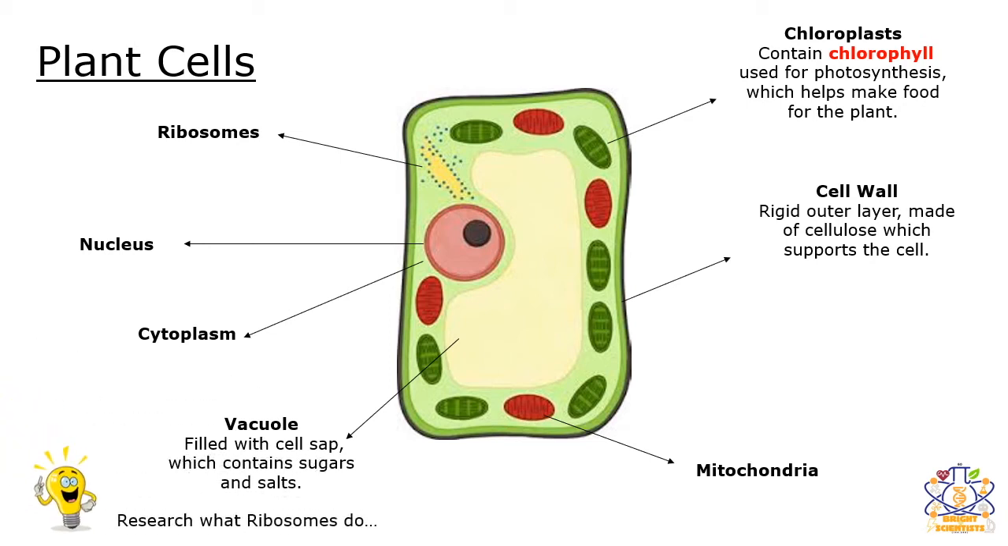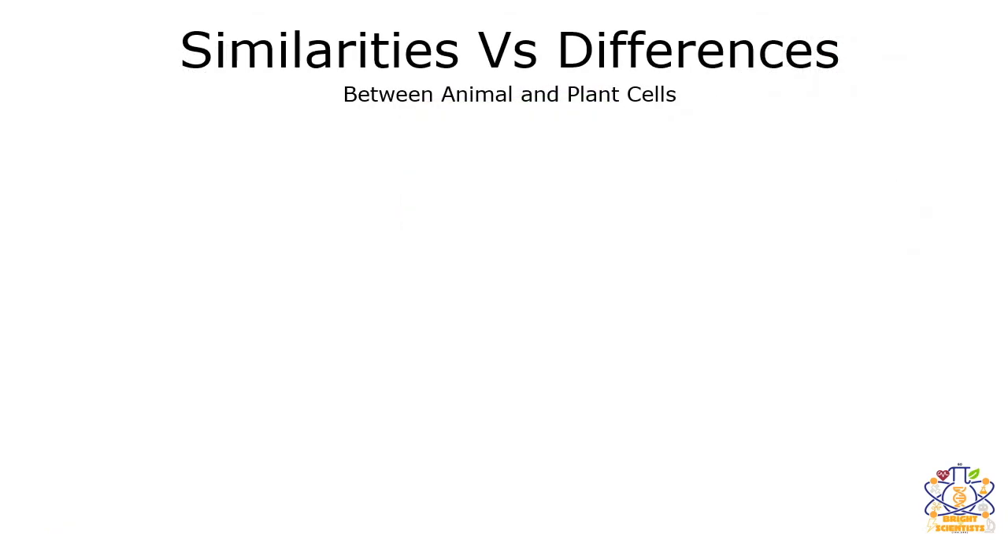Pause the video now and look at what ribosomes do. They help with protein synthesis, which we'll talk about later in this video. We now need to look at the similarities and differences between animal and plant cells. So thinking about how they are similar.